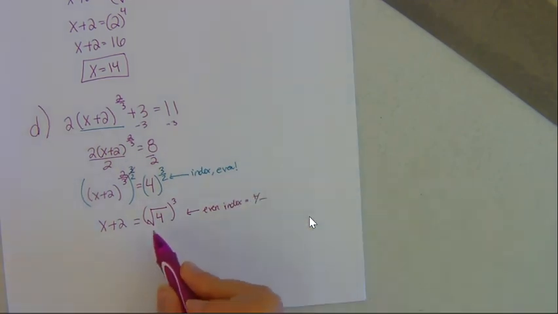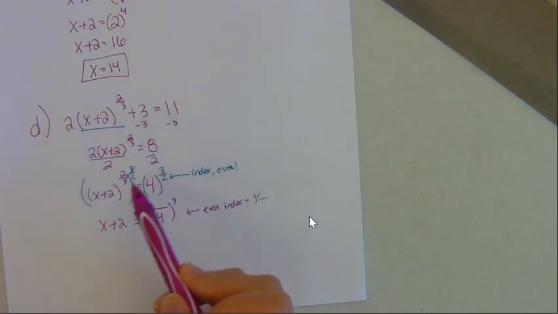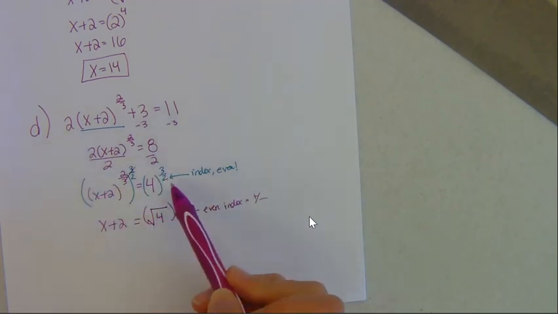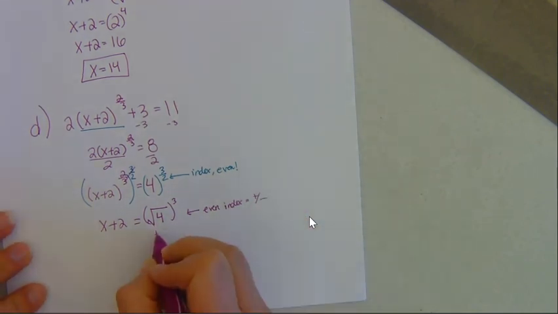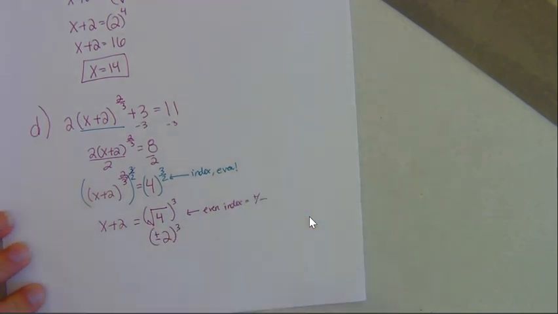So we took the square root. See how the square root was not originally in my problem? I took the square root because I have that 3/2 power. So when I take the square root of 4, I have to end up with plus or minus 2 to the 3rd power.